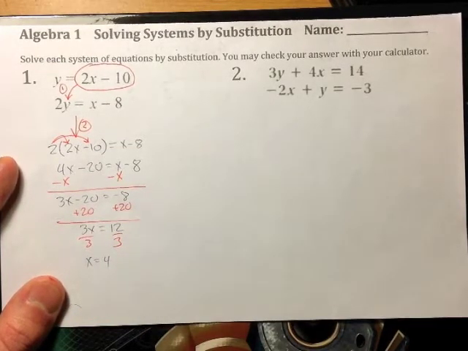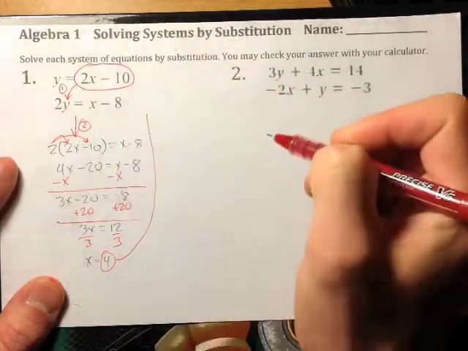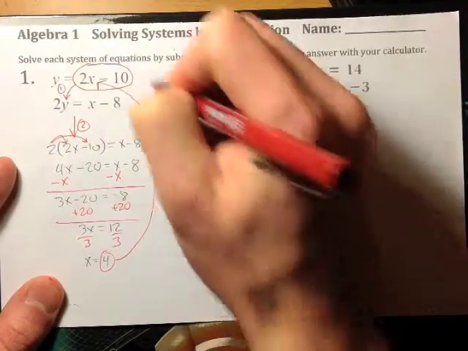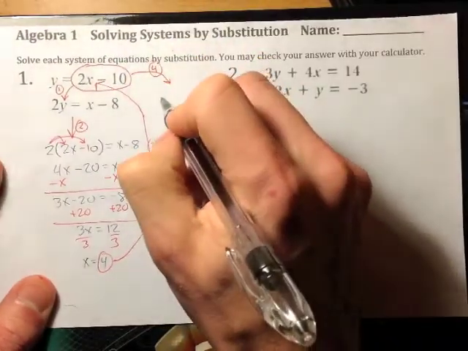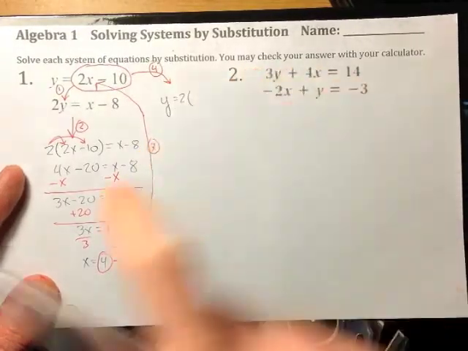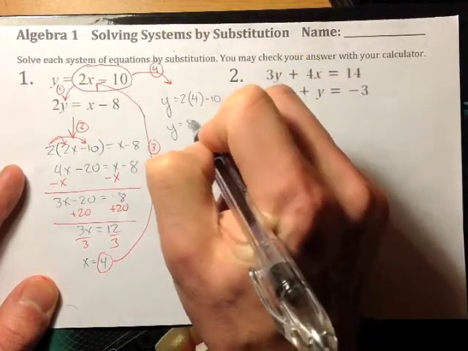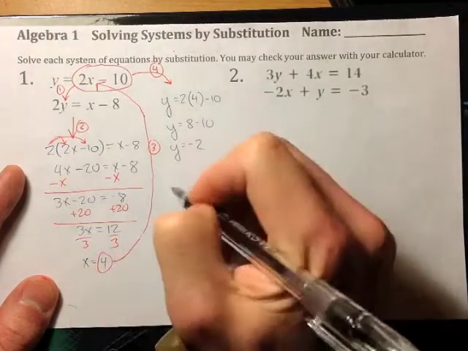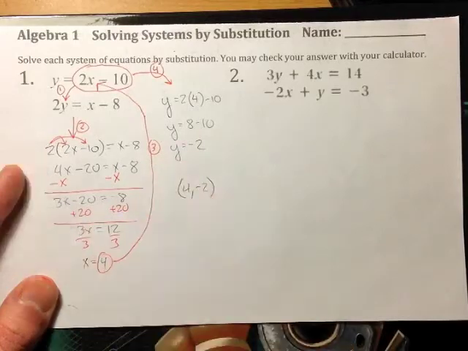Now we are not done yet. We still need a y. The way that we get a y is to take this 4 and to stick it into, well, it looks like the easiest equation to stick it into would be the first one, because it's already solved for y. So this is my step 3. My step 4 is going to be to write out y equals 2 times 4 minus 10. So y equals 8 minus 10, so y equals negative 2. So my solution is x is 4, y is negative 2. So this is the ordered pair that represents the solution.